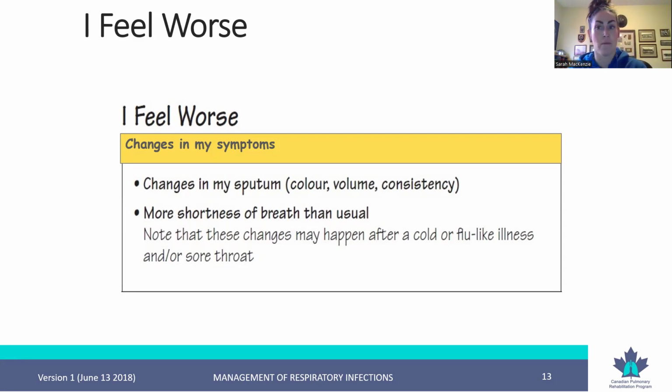Just a reminder, we're just talking about chest infections and the management of those in regards to the breathing action plans, but we will be getting more into depth with some different scenarios of when you can get into the yellow zone in the following presentations, okay?